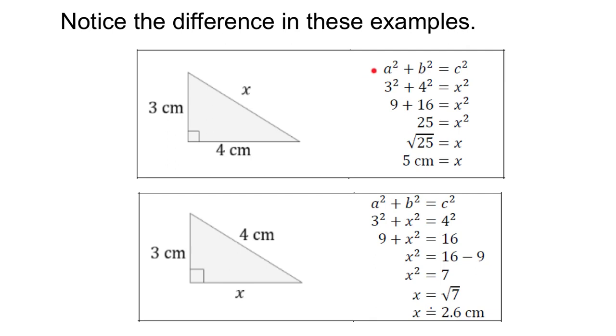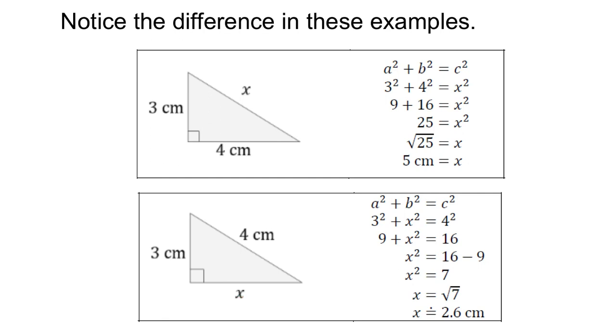We start both with a squared plus b squared equals c squared. But notice the position of the numbers that I plug into my formula. In the first example, x is the hypotenuse, so x goes where the c was. x replaces c. 3 and 4 are the other two sides. They replace a and b. In the second example, 4 is the hypotenuse, so 4 replaces c.